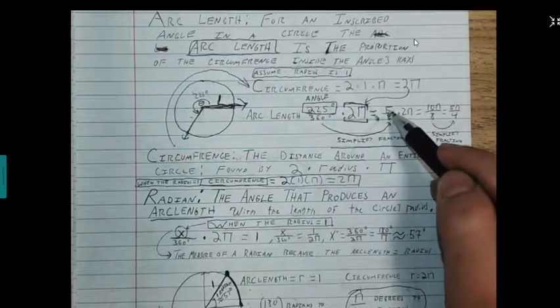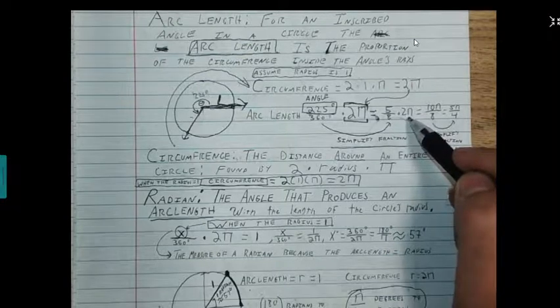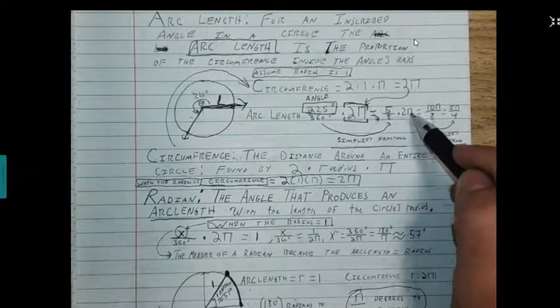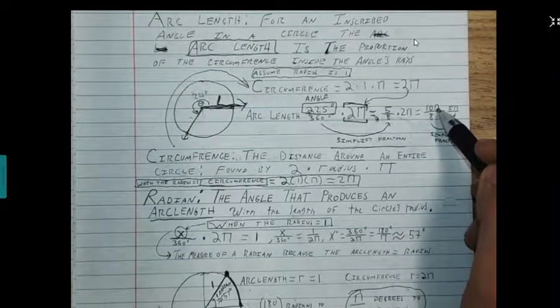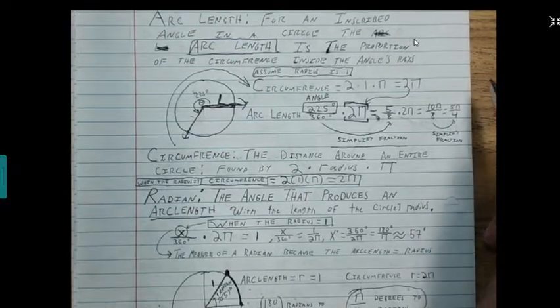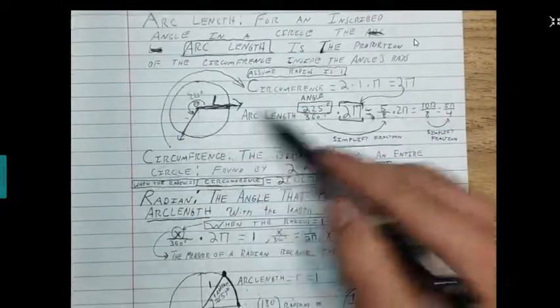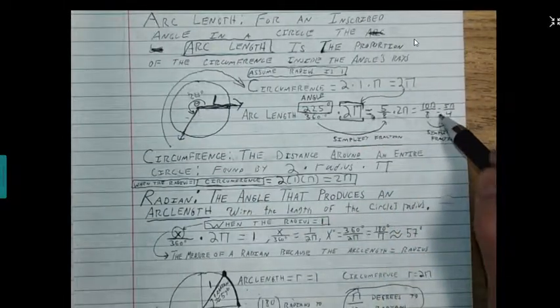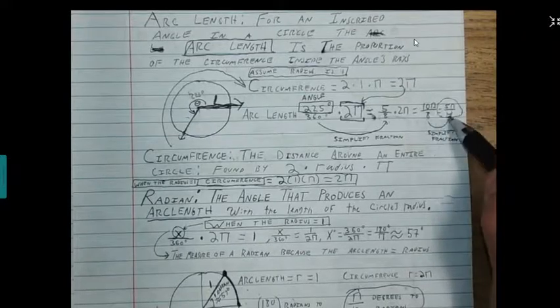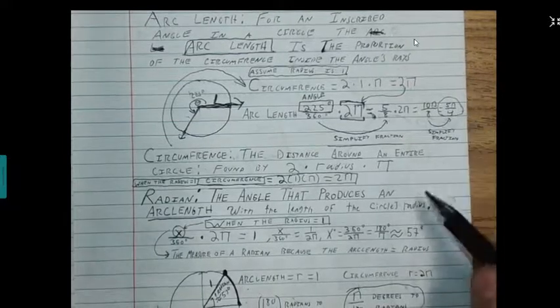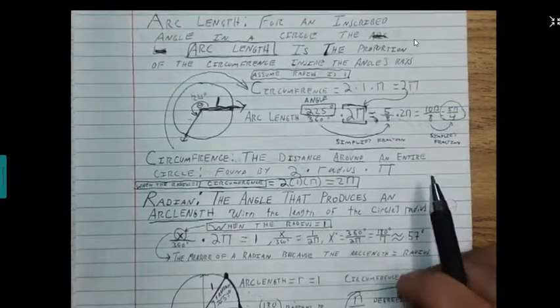So 5/8 times 2 pi is going to become 5 times 2 is 10, times pi is 10 pi. 10 pi over 8 is going to simplify to 5 pi over 4. Doesn't that look kind of similar to 5 pi over 4 from the unit circle? Anyways, simplify that fraction. So that's the arc length there. That's just one example of arc length.